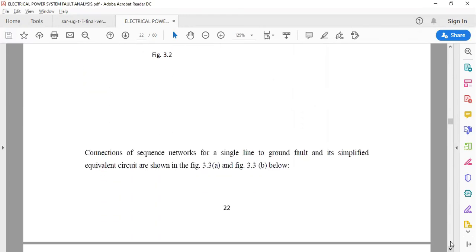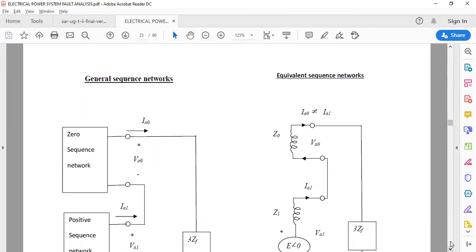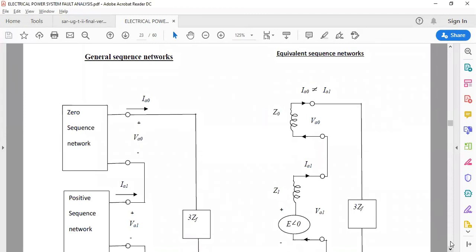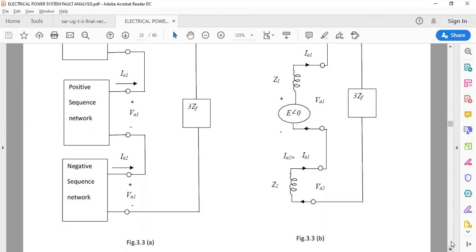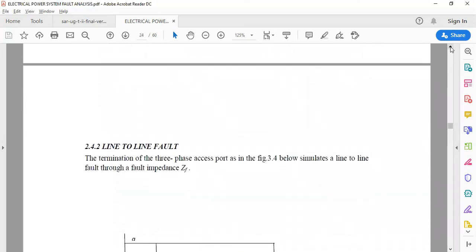Let's move towards the next point. The connection of sequence network for a single line to ground fault is simplified in the circuit shown in the below diagram. This is the general sequence network on the left-hand side. On the right-hand side, what we have is the equivalent sequence network.